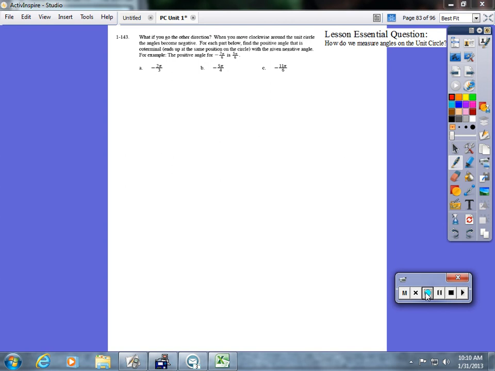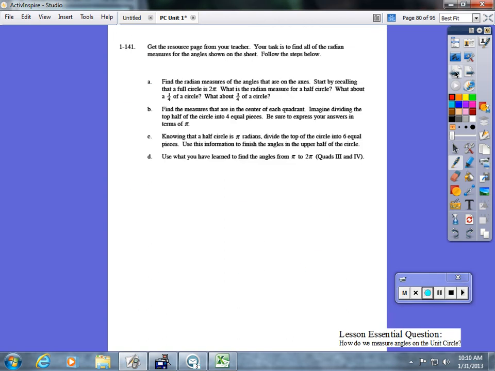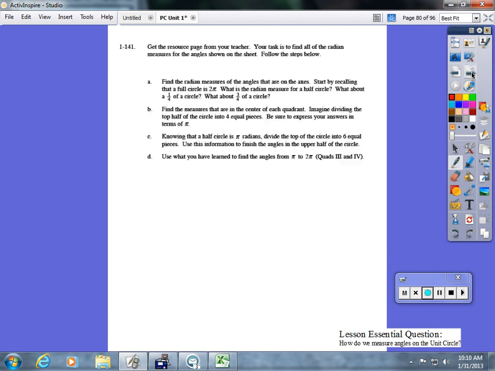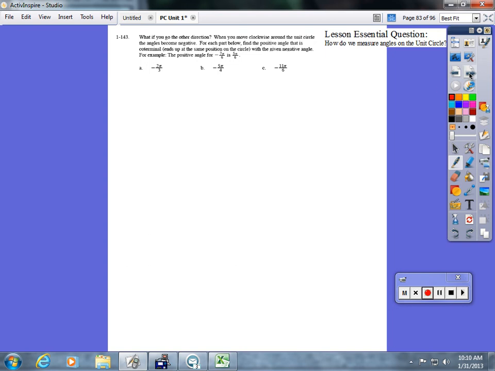Okay, problem number 143. What if you go the other direction? At the very beginning of the lesson, we talked about how positive angles start at 0 and go in the positive direction. Obviously, negative angles go in the negative direction. So now we're going to take a look at some negative angles and how we go about determining what their positive corresponding angle would be.